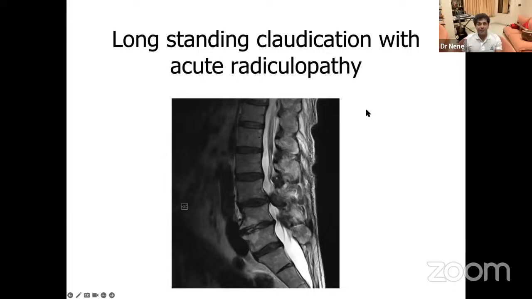Okay. What is this? Again, as a fellowship trained spine surgeon, what would you call this?